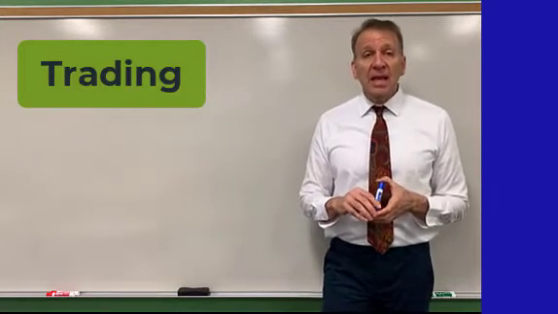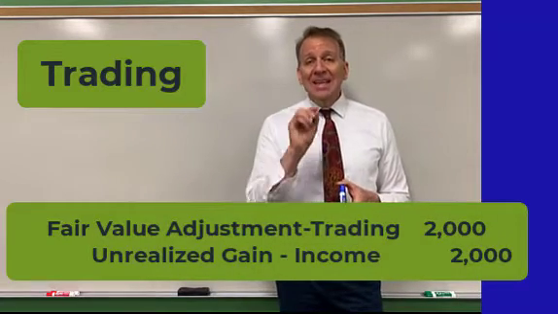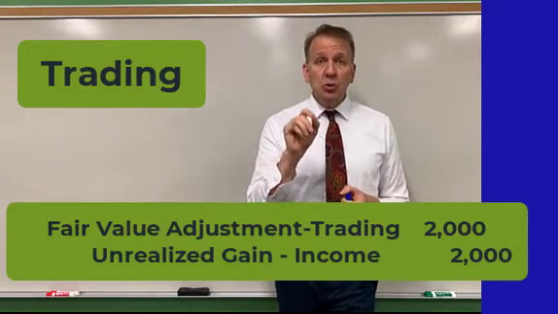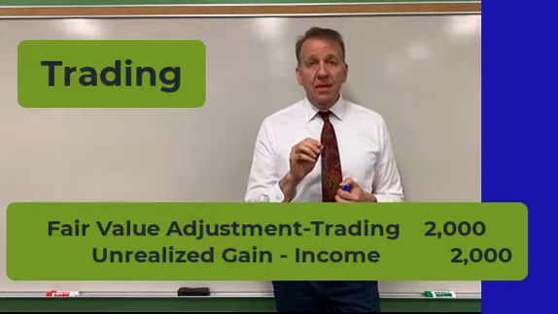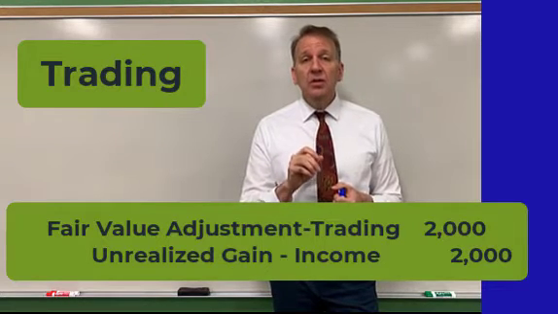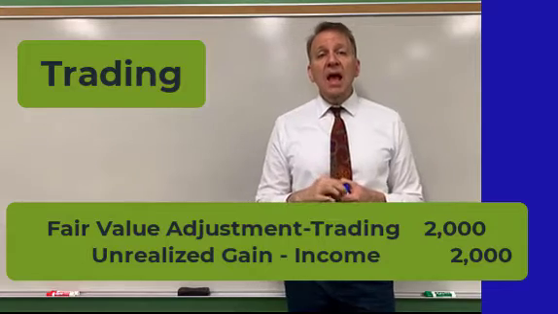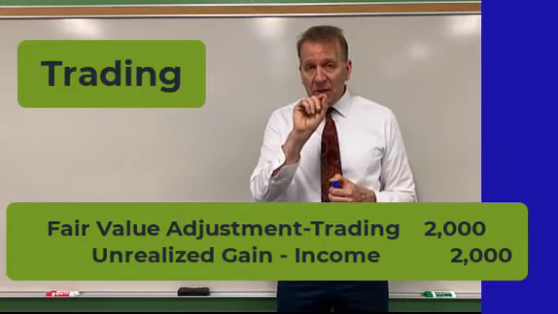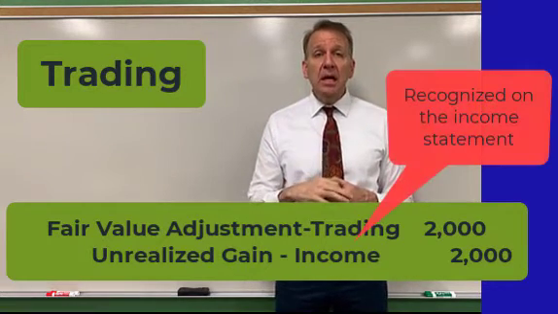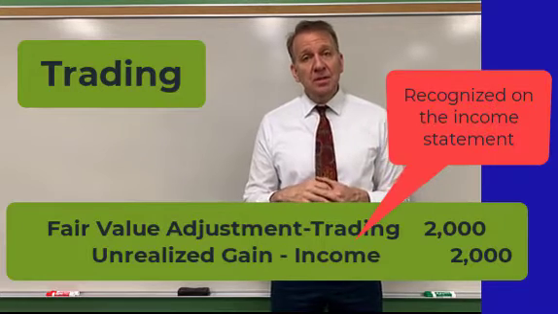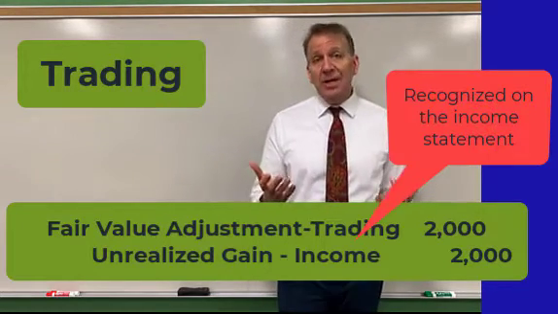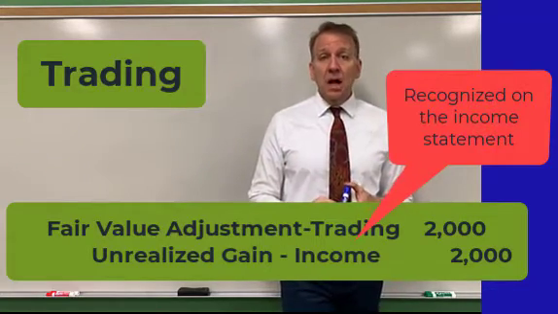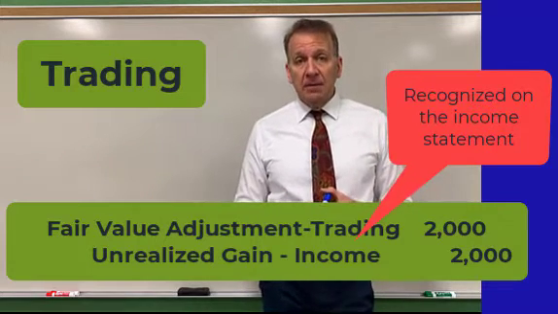So we would debit an account called fair value adjustment dash trading. We're going to be specific, and we're going to say what type of investment this is. This is a trading type investment. So we'll debit the fair value adjustment account $2,000, remember, dash trading, and then we will credit an unrealized gain, and we'll put dash income, because it's going to be on the income statement. We're going to actually put this $2,000 gain on our income statement. It's unrealized because we didn't actually sell, it's just an increase in the portfolio value, but still we're going to recognize it as an unrealized gain on our income statement.